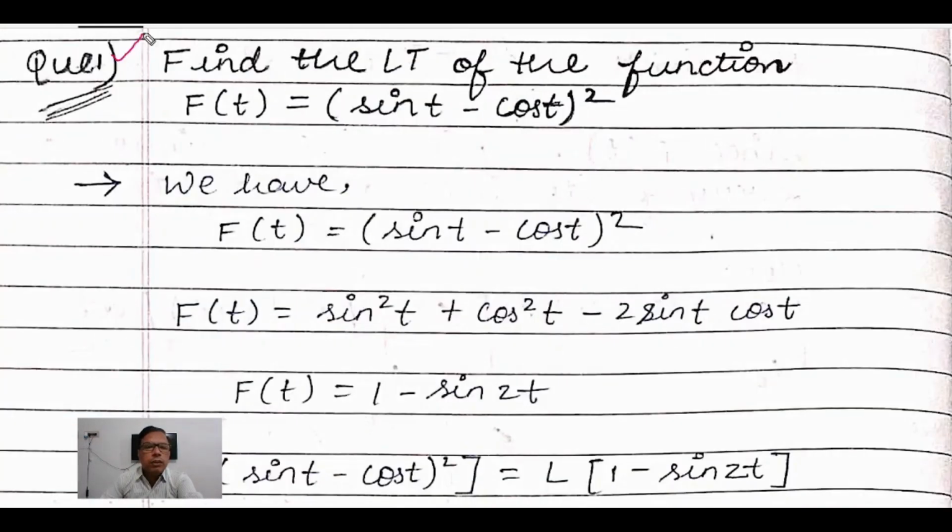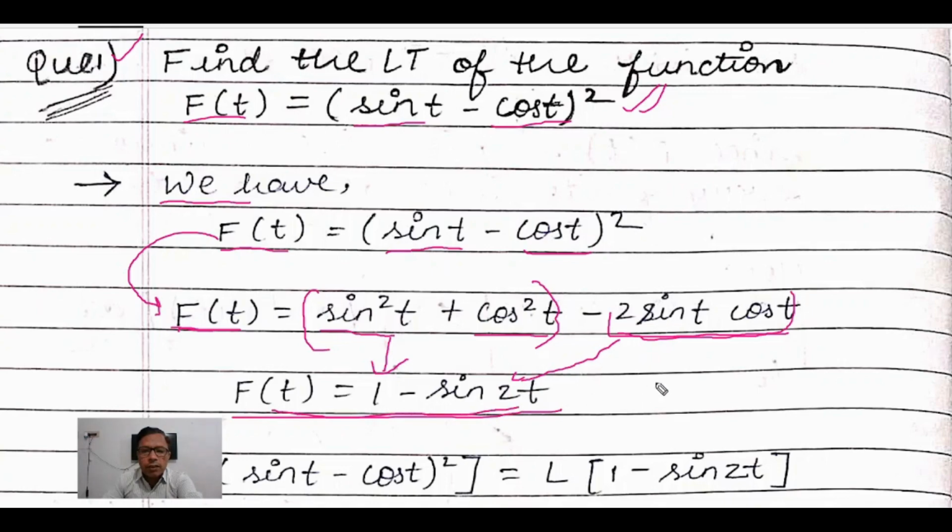So the question is: find the Laplace transform of the function f(t) equal to (sin t minus cos t) whole square. Solution: we have given f(t) equal to (sin t minus cos t) square. By using the formula (a minus b) whole square, the above f(t) equals sin square t plus cos square t minus 2 sin t cos t, and we know that sin square t plus cos square t equals 1, and 2 sin t cos t equals sin 2t. So f(t) equals 1 minus sin 2t.